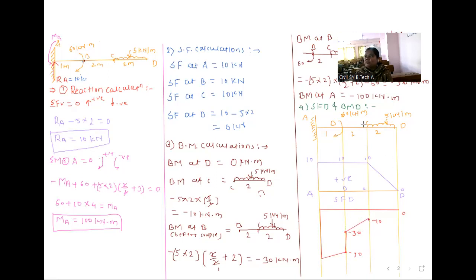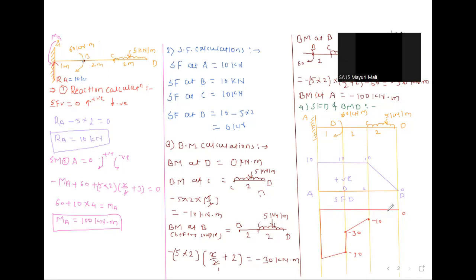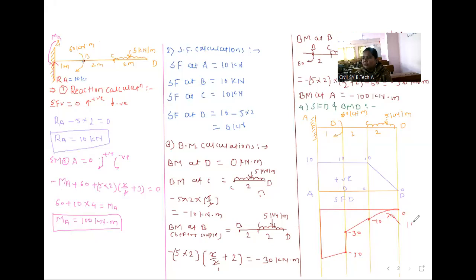Now you observe here, in between C to D, a uniformly distributed load is applied. If a uniformly distributed load is applied, then the bending moment diagram is parabolic. So this is parabolic, please remember this. And the whole diagram is in negative. This is the bending moment diagram.